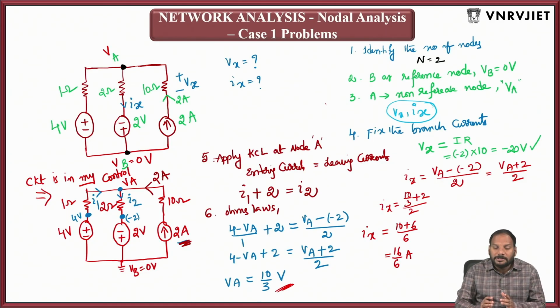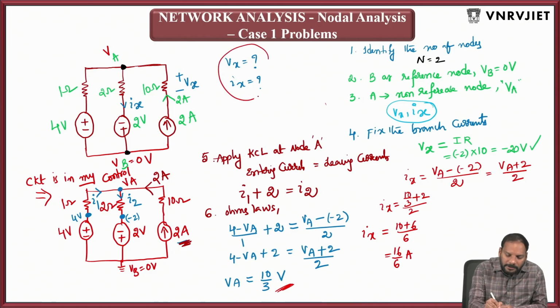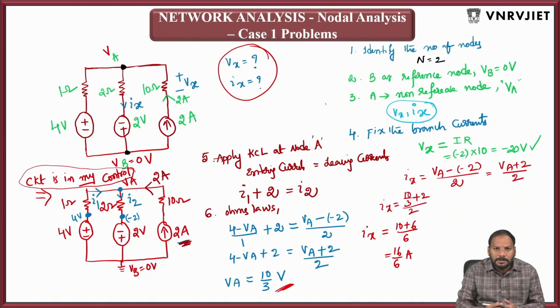So the best thing I have done is, before starting the problem, or before fixing the branch currents, I have erased the unknown things, that is I have erased Vx and Ix, and I took the circuit to be in my control. Once the circuit is in my control, then I assign the nodal voltages, I assign the branch currents, and then I can apply the KCL and Ohm's law, and finally upon solving them I will be getting the nodal voltages. So once you get the nodal voltages, then you go for the problem.